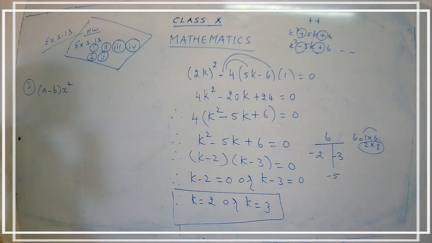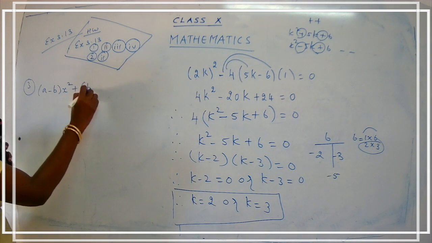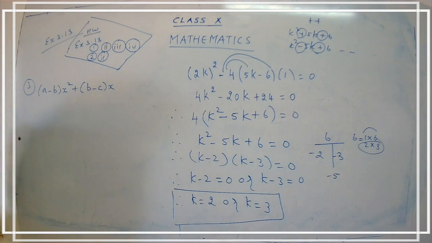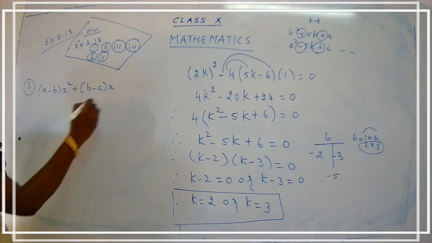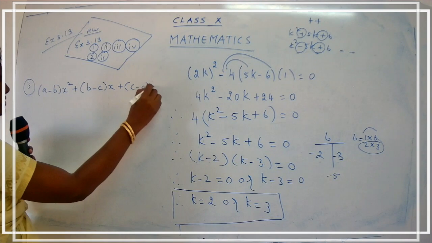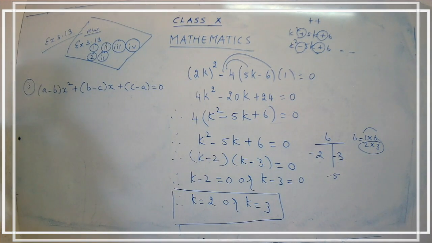I want you to do the third sum along with me. I'll give you some time and you are going to complete the step. So we will be doing the sums together. Plus (b minus c) x plus c minus a is equal to 0. So this is the question. This is the equation given to you. What is the equation? (a minus b) the whole x square plus (b minus c) the whole x plus c minus a is equal to 0.